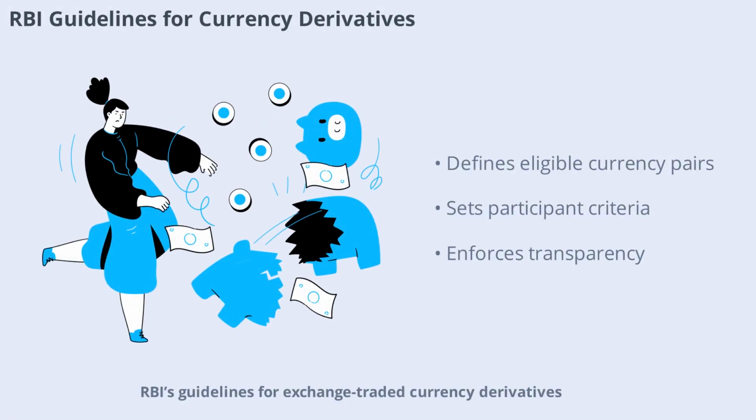RBI's guidelines for exchange-traded currency derivatives focus on promoting an orderly market. These include defining eligible currency pairs, setting participant criteria, and specifying contract features. RBI also sets position limits and risk management measures and authorizes exchanges and clearing corporations to deal in currency derivatives. Surveillance and disclosure requirements are enforced to maintain transparency.